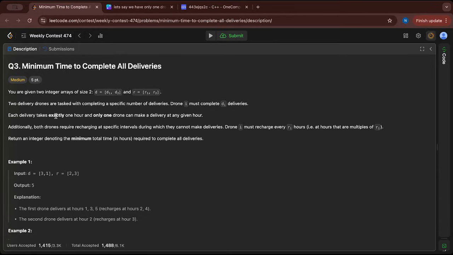Each delivery takes exactly 1 hour and only one drone can make a delivery at any given hour. Additionally, both drones require charging at specific intervals during which they cannot make deliveries. Drone I must recharge every RI hours, that is, at hours that are multiples of RI. Return an integer denoting the minimum total time required to complete all the deliveries.